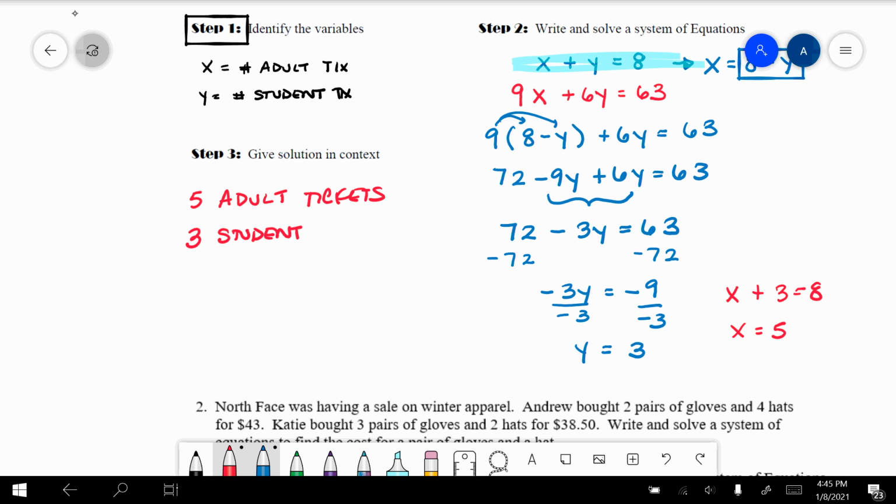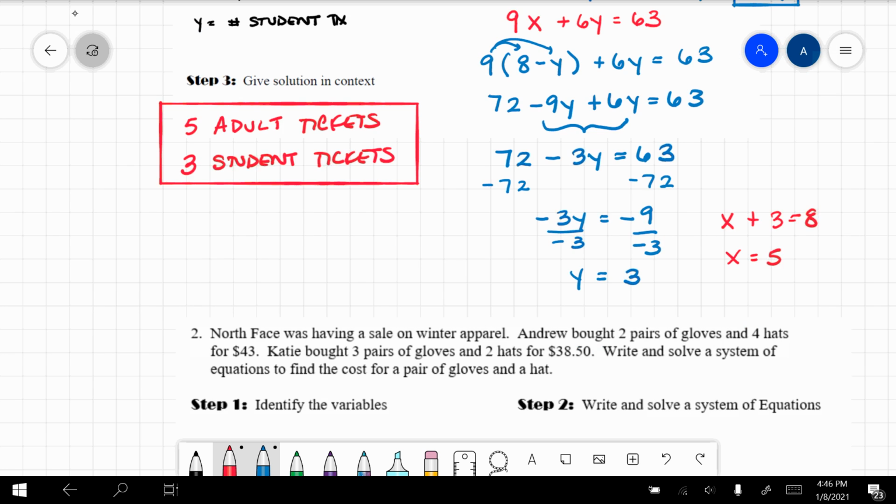And I feel pretty confident about my answer because I get nice, whole numbers in this situation, and they do add up to 8, okay? So let's take a look at the next problem.